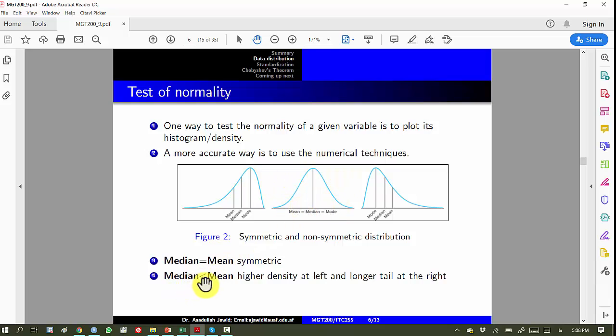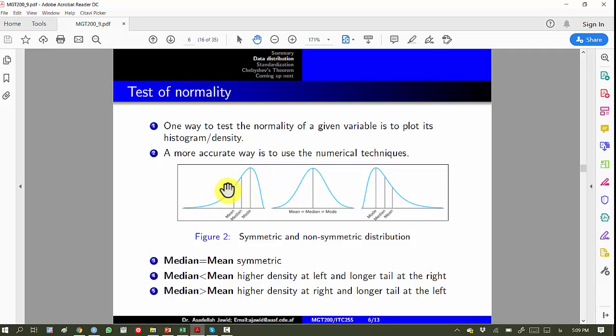If median is smaller than mean, then we have a higher density at the left side and a longer tail at the right side. That's the distribution that we have here on the right-hand side. Now, if median is larger than mean, we have a higher density at the right side here and a longer tail at the left. That's the distribution at the left side.